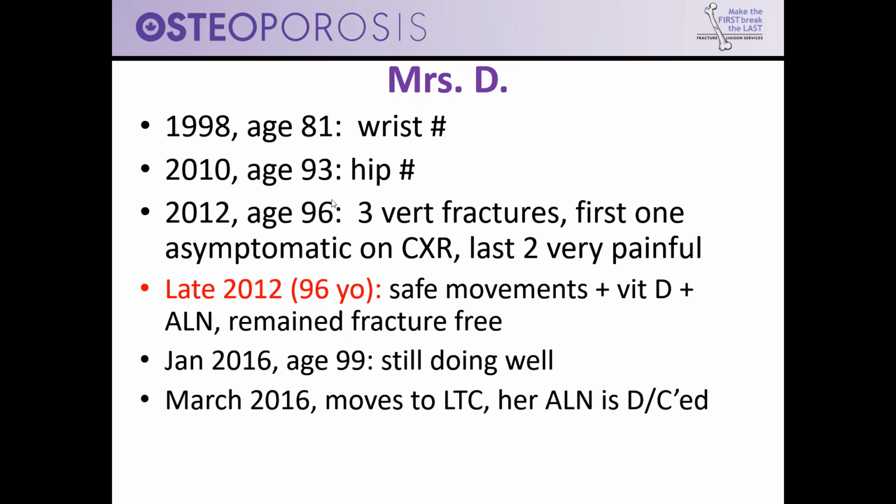In 2012, at 96, she had 3 vertebral fractures in the same year. So this is a vertebral fracture cascade. The first one was asymptomatic. It was picked up on a chest x-ray. It's obvious that it was a new one. I reviewed her x-rays and it wasn't there the prior year. But the last 2 were very painful, and both times she ended up in the emergency department with a very painful fracture. And it's only after that second painful fracture that she was finally considered for the possibility of osteoporosis.